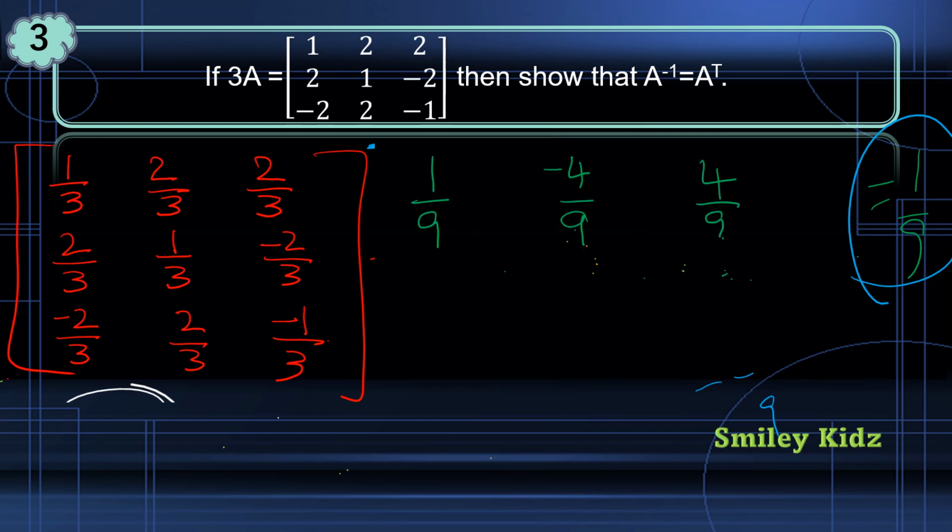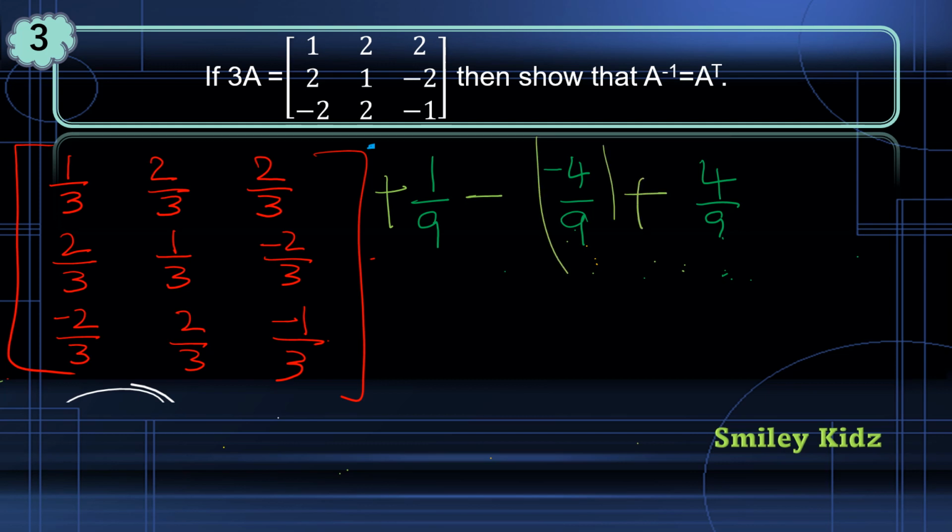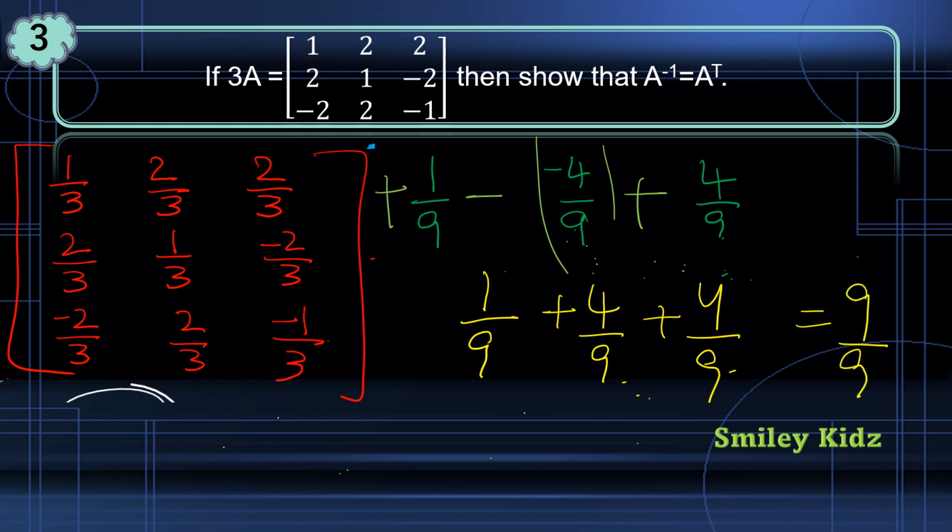Here they are. Now, what is the strategy that we use? Plus, minus, plus. Isn't it? This is something we are doing from the very first video. This is 1 by 9 plus 4 by 9 plus 4 by 9. Now, this is 9 by 9. Am I right? That is equal to 1. Oh my God. This is the determinant.